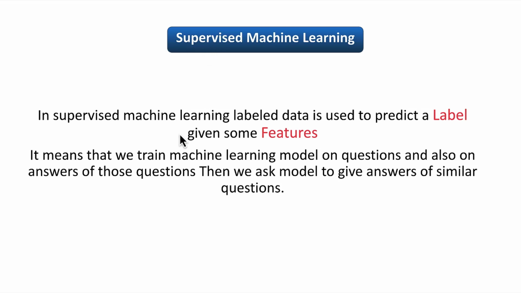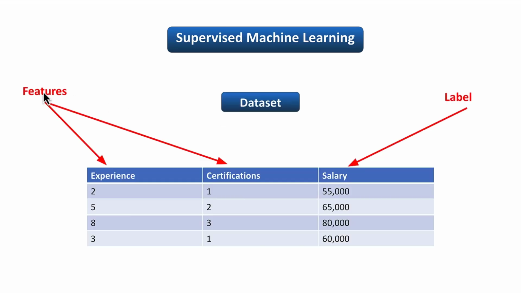So now let's look at the first type of machine learning, which is supervised machine learning. In supervised machine learning, labeled data is used to predict a label given some features. So what does that mean? It means that while training a supervised machine learning model, we use a dataset where we have both features and label, like this dataset for predicting the salary of a person, which contains both features and the label. In supervised machine learning, we pass both the features and the label to our machine learning algorithm, and the algorithm finds the pattern based upon this input and this output. After that we get our trained model.